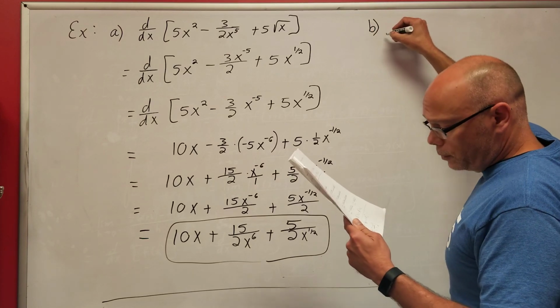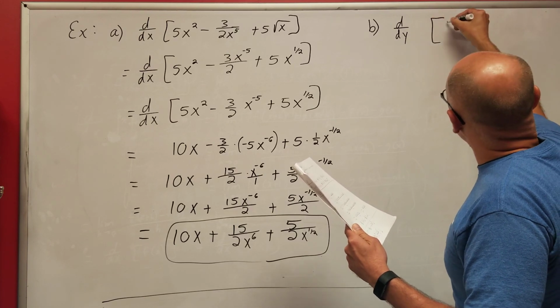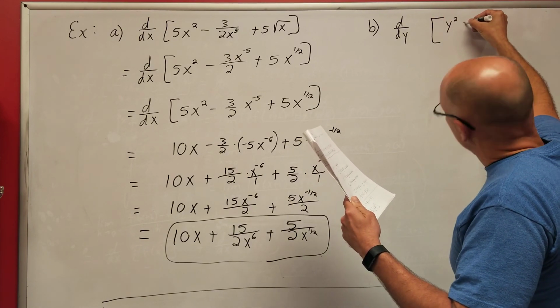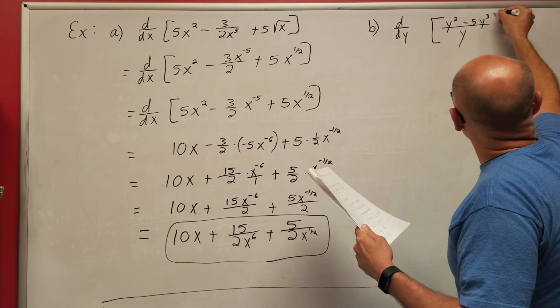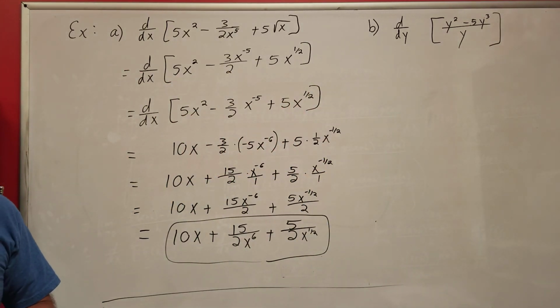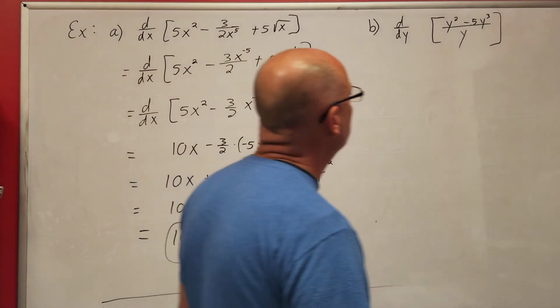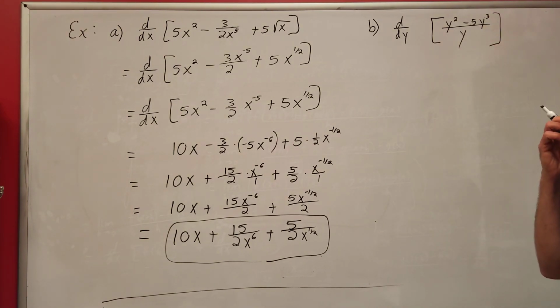Part B. Let's suppose for part B, I have the derivative with respect to y of (y squared minus 5y cubed) all over y. Now I'm told to take the derivative with respect to y of this. All right, think about your rules. You had the power rule, and you had the sum and difference rule, but you didn't have a rule for multiplying. You didn't have a rule for dividing either. So there's no rule that we've seen yet for this.